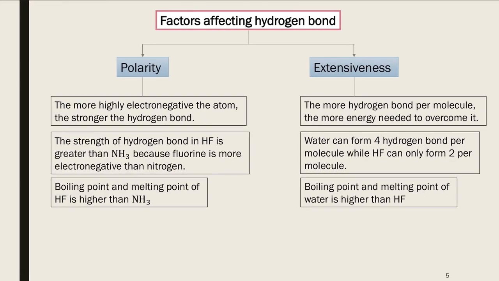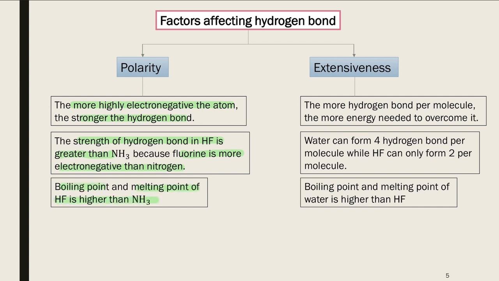Next, kita tengok factors affecting hydrogen bond. So there are two factors affecting hydrogen bond. The first one is polarity, and then the second one is extensiveness. So for polarity, the more highly electronegative the atom, the stronger the hydrogen bond. Therefore, the strength of hydrogen bond in HF is greater than NH3 because fluorine is more electronegative than nitrogen. Itu sebabnya boiling point and melting point of HF is higher than NH3.